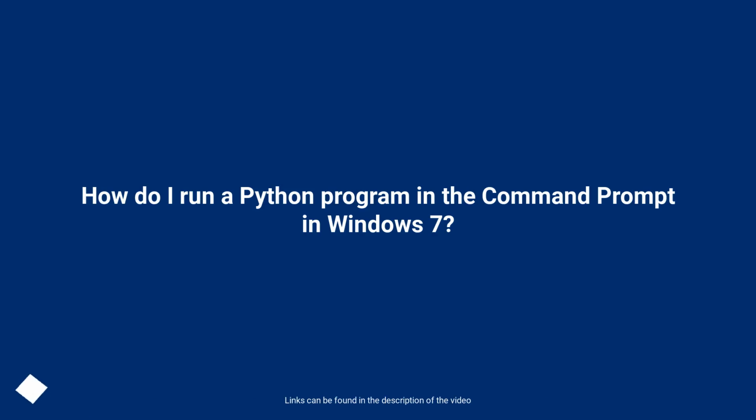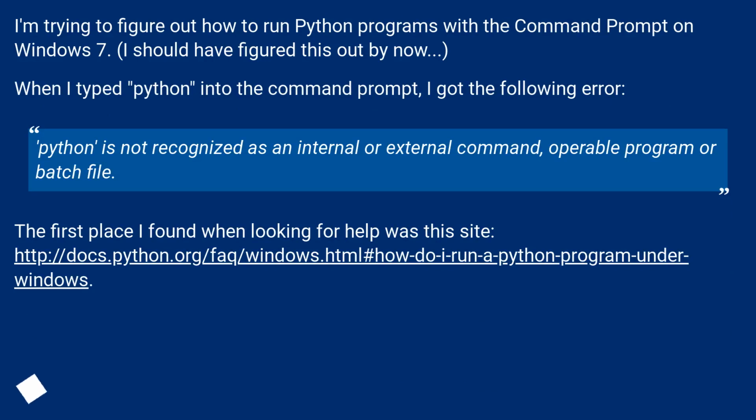How do I run a Python program in the command prompt in Windows 7? I'm trying to figure out how to run Python programs with the command prompt on Windows 7. I should have figured this out by now. When I typed Python into the command prompt, I got the following error. Python is not recognized as an internal or external command, operable program or batch file.